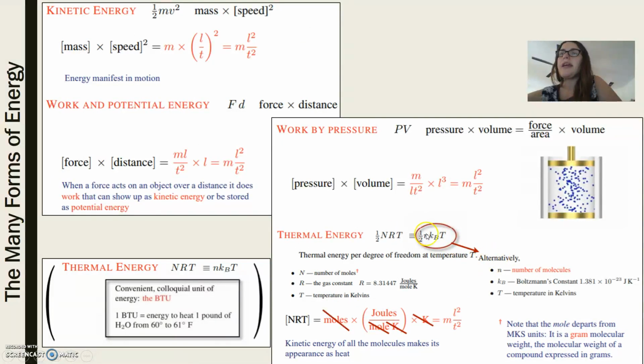So over here, we can talk about the number of molecules. So the mole just takes it to a bigger, broader number. But regardless, when we're looking at this, it still takes us down to joules because of that gas constant, and it leaves us with mass times length squared over time squared.